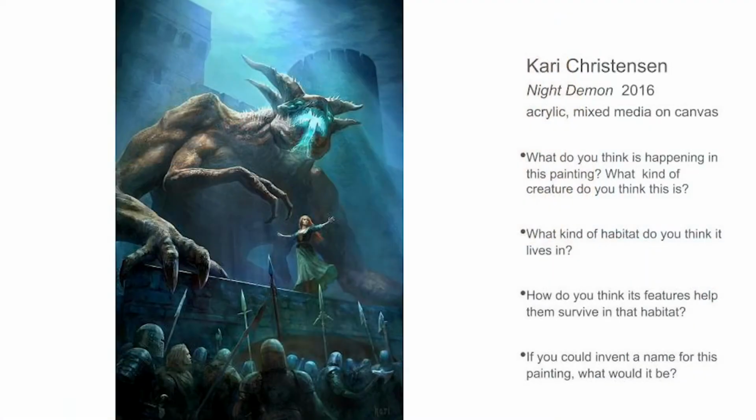Now let's look at this painting by Kari Christensen. What do you think is happening in this painting? What kind of creature do you think this is? What kind of habitat do you think it lives in? Do you think its habitat is cold or hot? Dark or bright? What do you think this creature eats? How do its features help it to survive in its habitat?